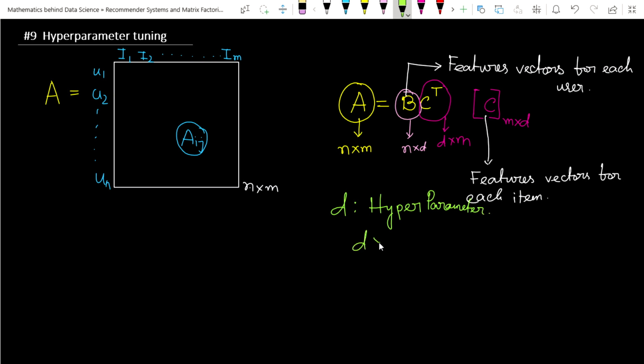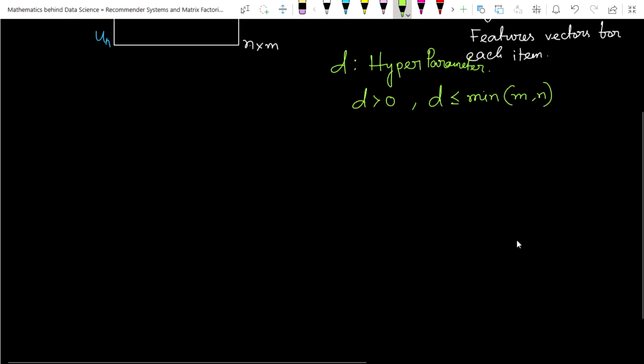So the d value must be greater than 0, and d must be less than or equal to the minimum of n and m. Okay, that's the thing. The first question is how to choose this value. What will be the correct value of this d?